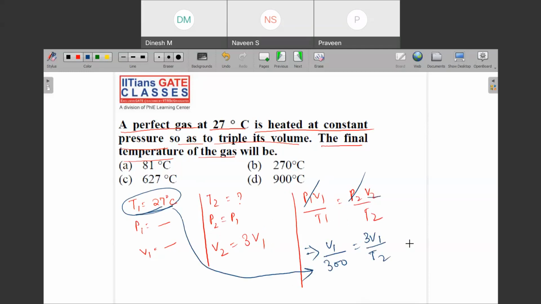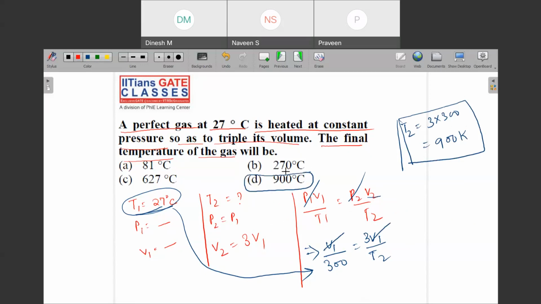What is T2 now? V1 and V1 got cancelled, so T2 becomes 3 into 300, which is nothing but 900 Kelvin. Mind the word, the temperature which you are getting here is 900 Kelvin. But what about the options? They have given 900 degrees Celsius.